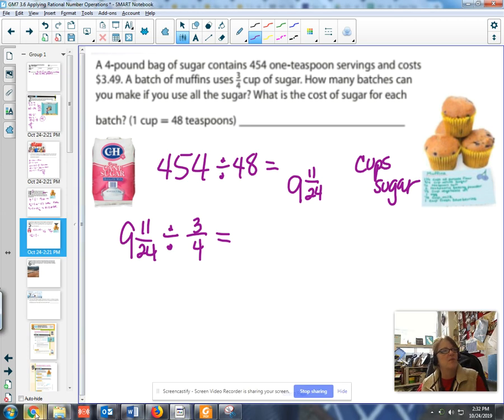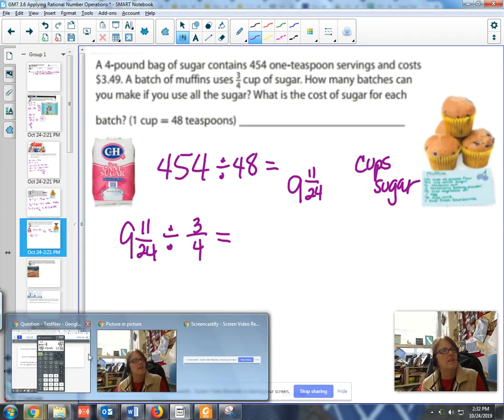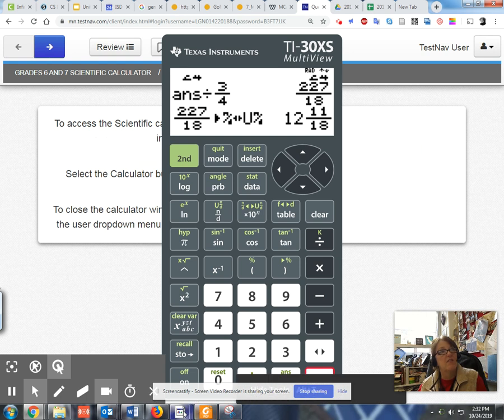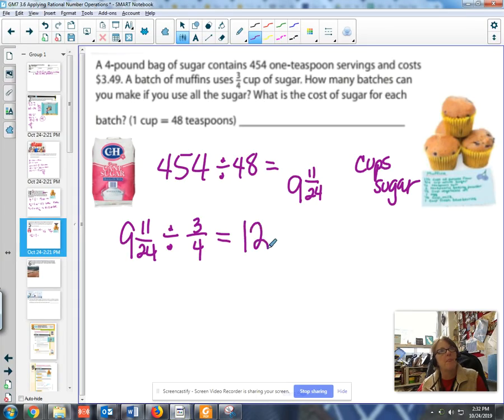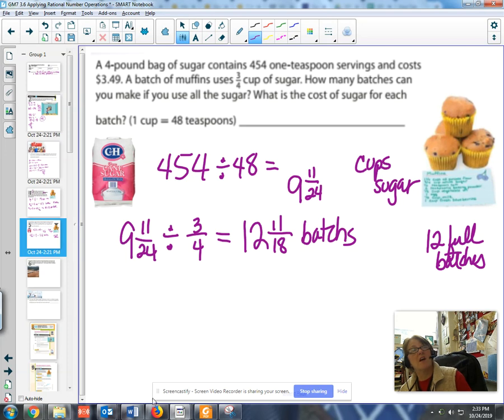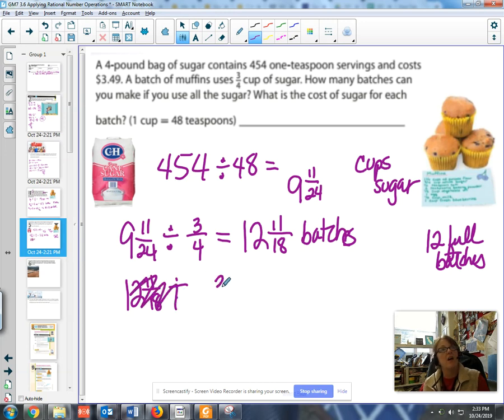Okay, so what was it again? 12 and 11/18. Yes, 12 and 11/18. Now, are you really going to make 11/18 batches? No, you'd make 12 full batches to realistically answer that question. But now it says, what's the cost of sugar for one batch? So we get batches. We have 12 and 11/18, and then we have to divide it by, oh wait, we got to start with the money.